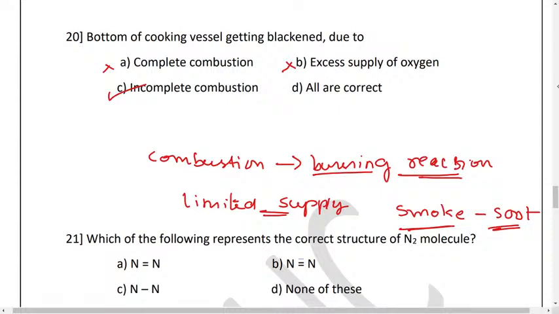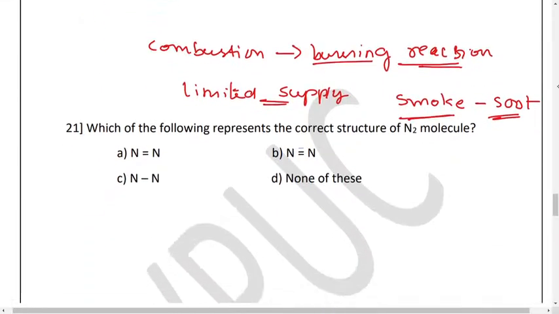Therefore, soot is formed because of the formation of carbon, nothing but incomplete combustion. Okay, option C is the correct option. Now let us check question number 21.